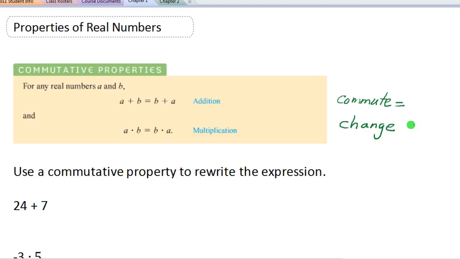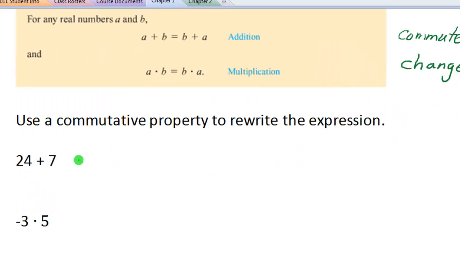Now, when you commute from home to school, you're changing your location. You started out at home, went to school, and when you commute back, you go from school to home. So think of commuting as the numbers changing around the plus or multiplication sign.